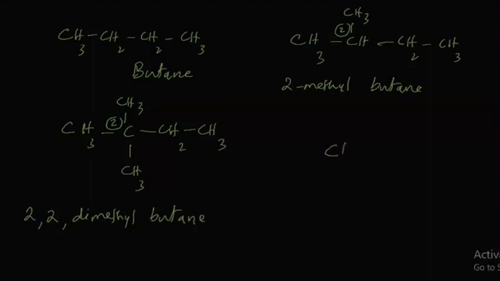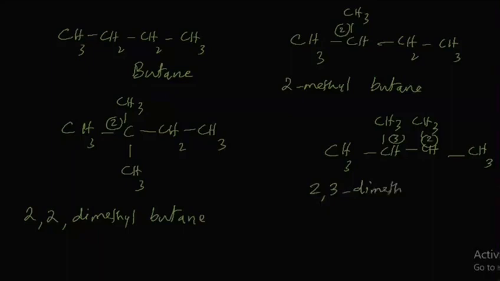If we have two branches, but they are on different carbon atoms like this, now the first branch is on the second carbon, the second is on the third carbon. There are two branches, so we can say 2,3-dimethyl butane. This is 2,3-dimethyl butane. So this is regarding the nomenclature of alkanes.